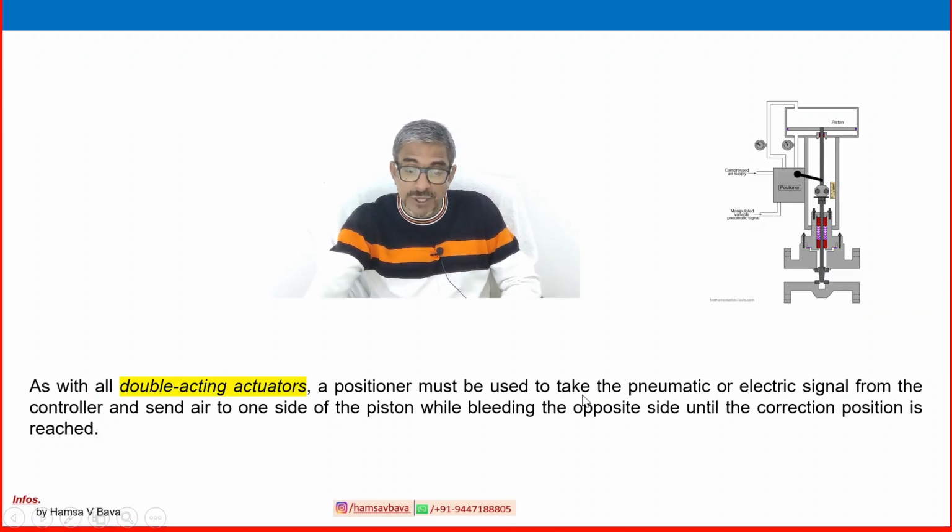A positioner must be used to take the pneumatic, electronic or electric signal from the controller and send the air to one side of the piston while bleeding the opposite side until the correct position is reached. So this output is going to the piston, either this output or this output, and the control signal is also entering from one side, and pneumatic air, the equivalent air supply, is entering from another area.